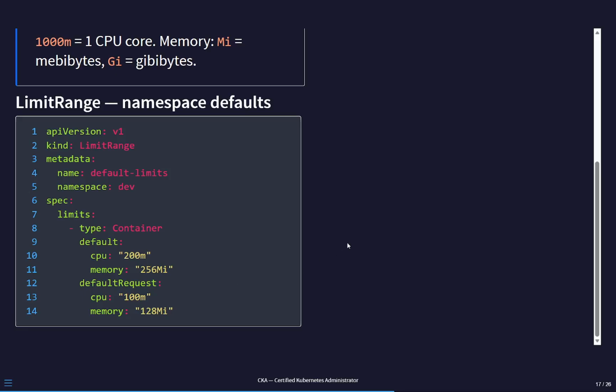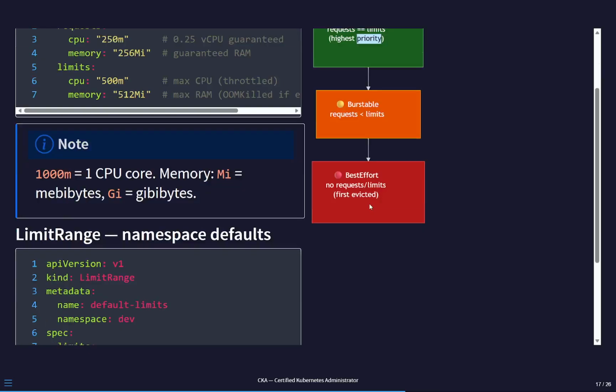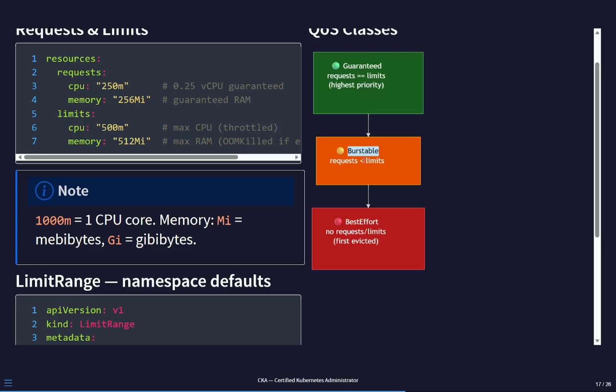Click. Now look at the QoS classes diagram. Kubernetes assigns every pod a quality of service class. Guaranteed pods have requests equal to limits for all containers. These are the last to be evicted during resource pressure. Burstable pods have requests set, but less than limits. Best effort pods have no requests or limits at all. They use whatever is available, and they are the first to be evicted when the node runs out of memory. Never run production workloads as best effort.